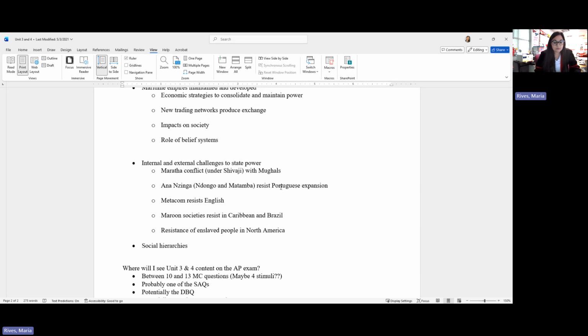Maroon societies resist slavery and expansion in the Caribbean and Brazil. For example, Queen Nanny in Jamaica resists British settlement of Jamaica. Queen Nanny had a base in the mountains, and they used the mountains as their safe haven for the Maroon communities, and they would go and attack the English settlers.